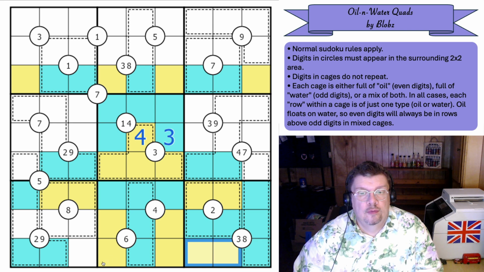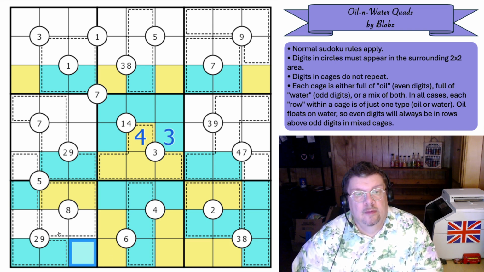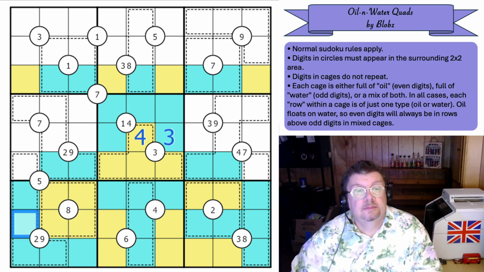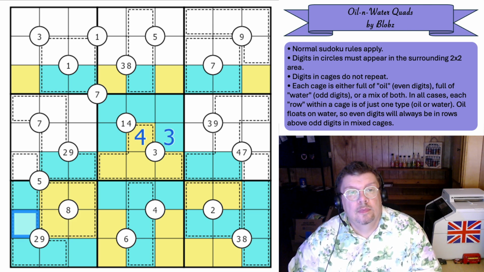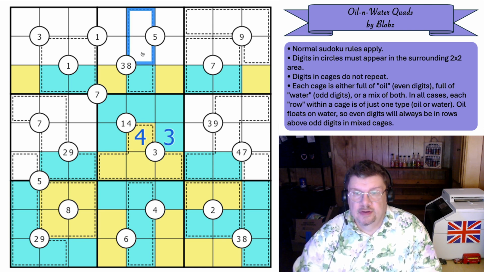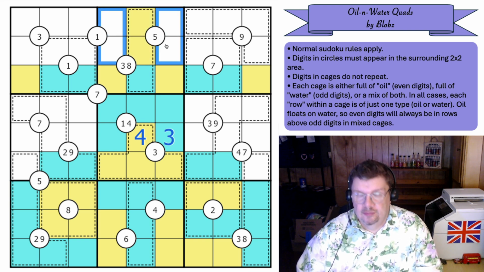That's 4 oil in the row, so this must be water. At least one of these 2 is now oil, but they have to both be the same. So they are both oil, making this water. I now need 2 more oil in this column, which is those 2. That completes the oil for the box, so the rest is water.